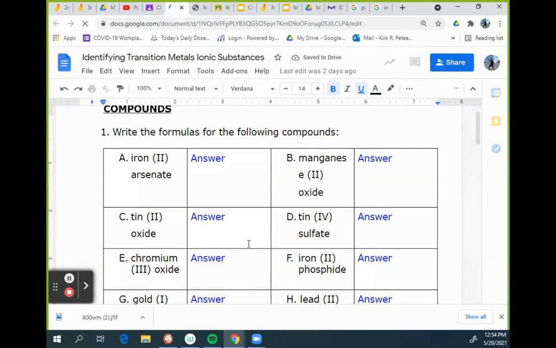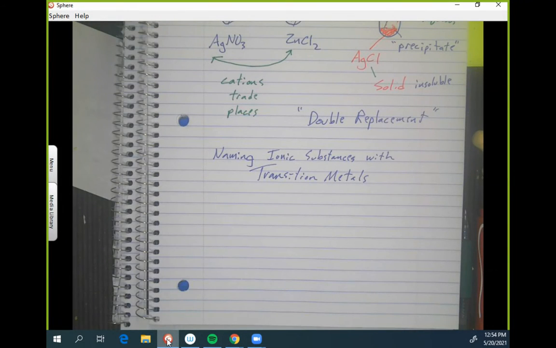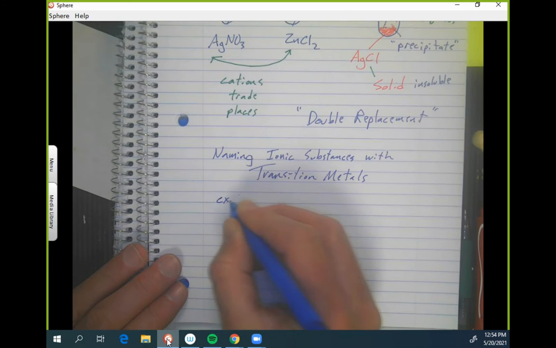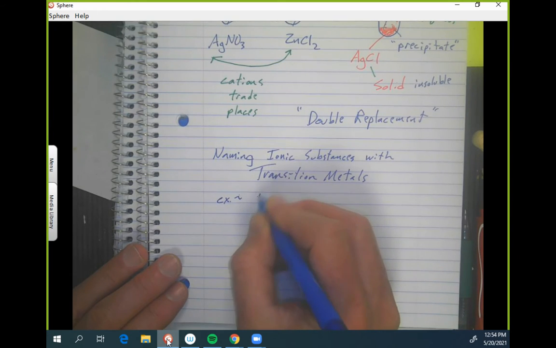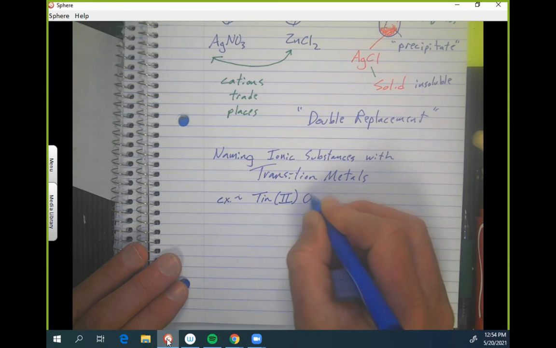All right, we're going to start with, let's pick one here. Let's do tin 2 oxide. I'm going to write that one down, and we're going to figure out the formula for that one. Formulas, I think, are pretty easy. So we'll do our first example, tin. Now remember, the Roman numerals are in parentheses 2, and then we have the oxide.